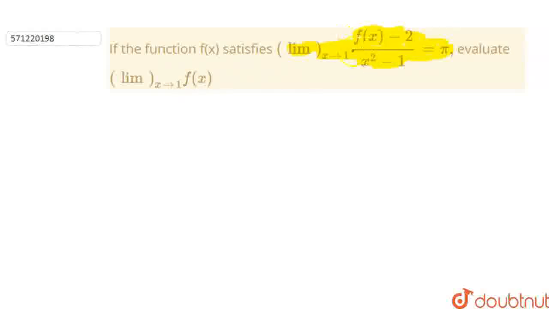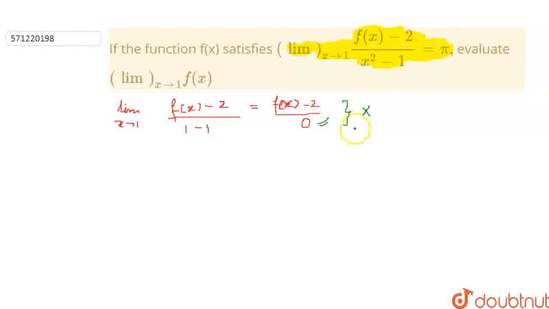So if we put the value of x tending to 1 in this function, then this becomes limit x tending to 1 (f(x) - 2) divided by (1 - 1). So this becomes something like (f(x) - 2) divided by 0. Now we know that something which is having denominator as 0 cannot be defined, so this becomes a not defined condition. Now we are given that this is basically having a value which is equal to π.